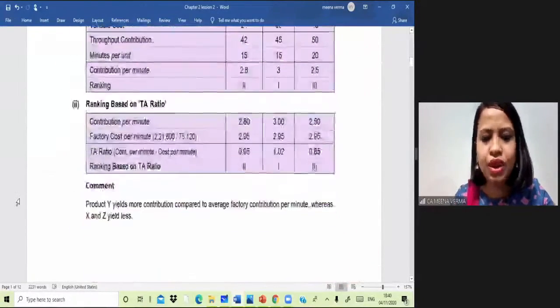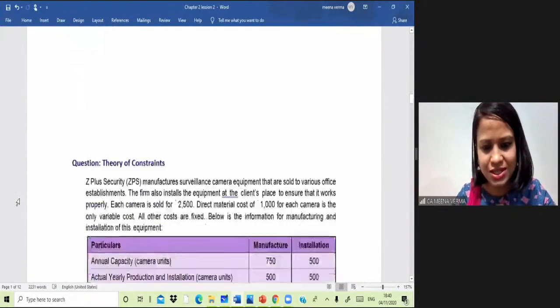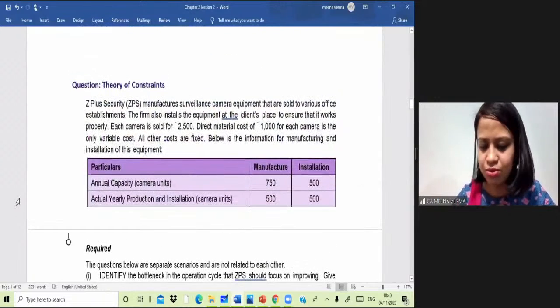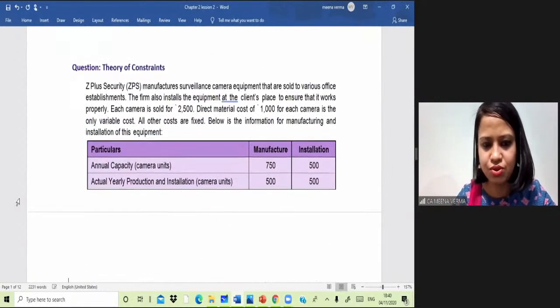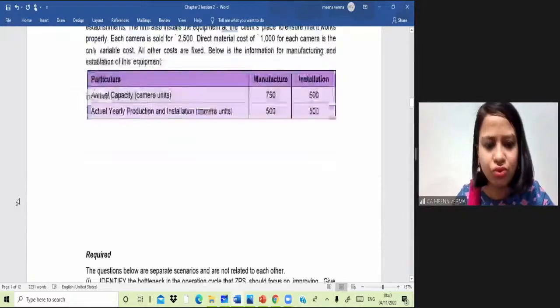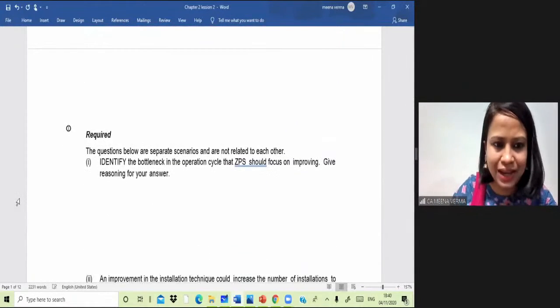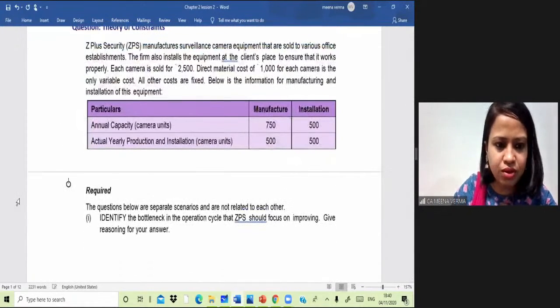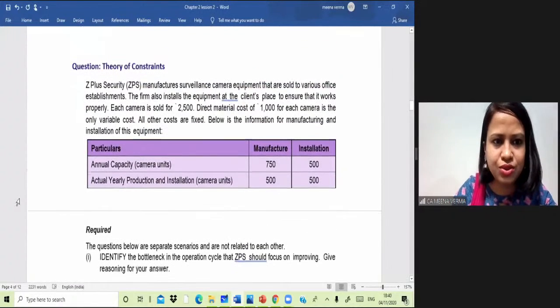Okay. Now, this was an easy question. One more question. Let us do this question also. And in this question, I'm expecting all of you to apply your brain and give me the answer. Okay. Read this question.